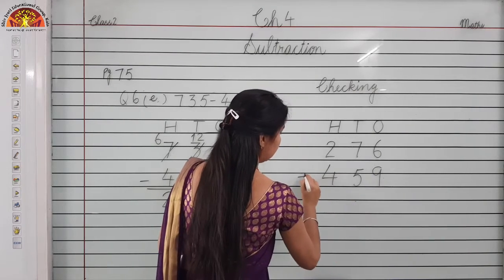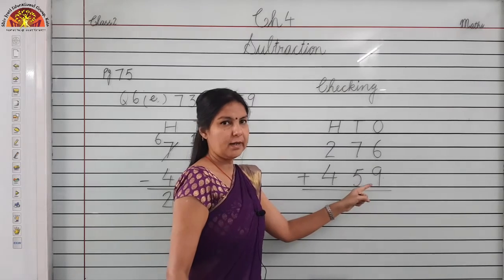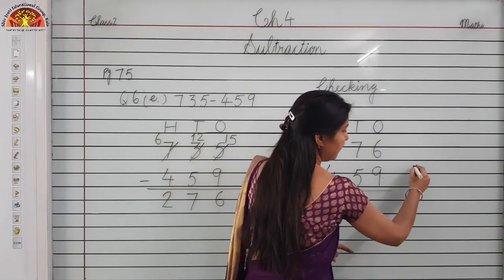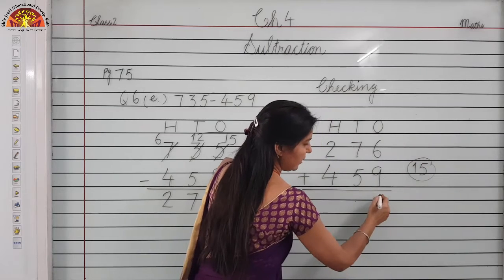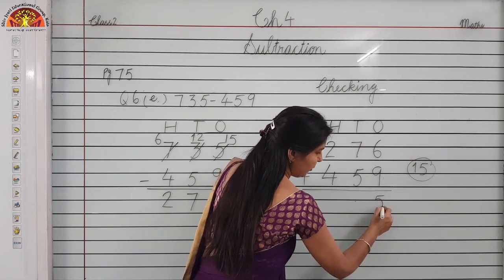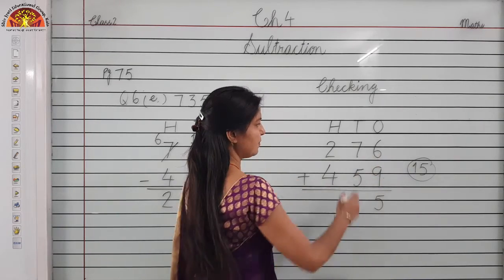459. 6 plus 9 will be 15. In 15 there are 2 digits. So we will write 5 here below the ones place and we will carry this one at the tens place.